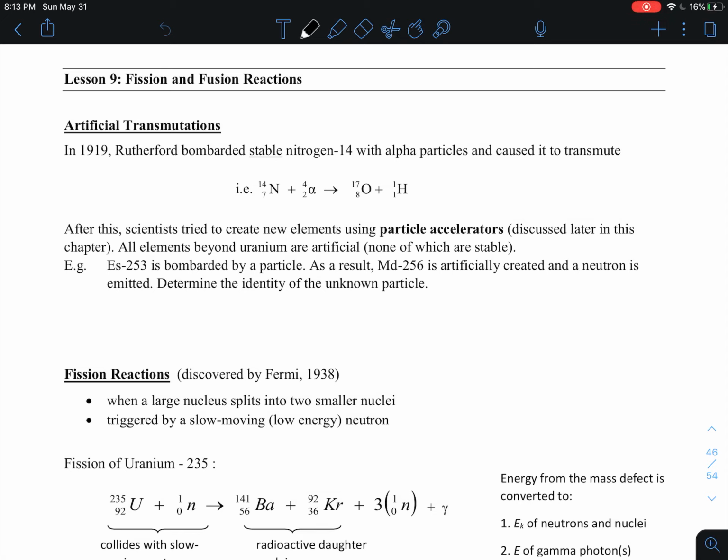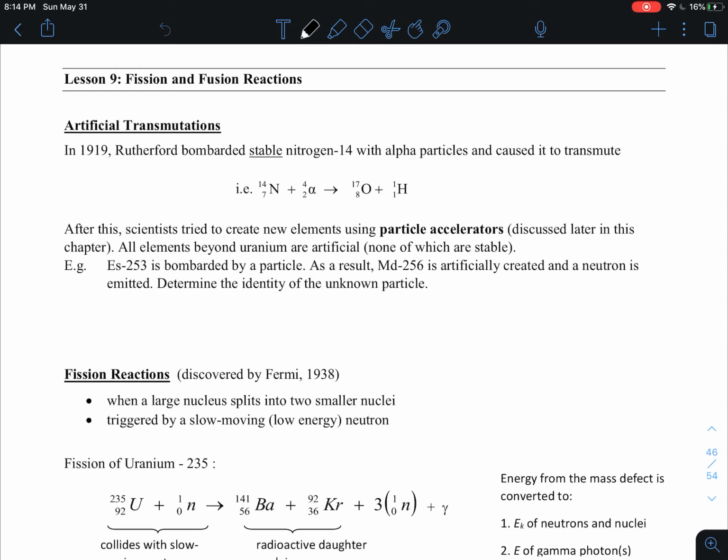Lesson 9, fission and fusion reactions. All right, so what we're going to be talking about is fission and fusion, either splitting up of larger nuclei or coming together of smaller nuclei to make a larger one. So one of two ways, either splitting, taking a big one, making two, or taking two smaller to make a larger. Once again, it's all about trying to become more stable.